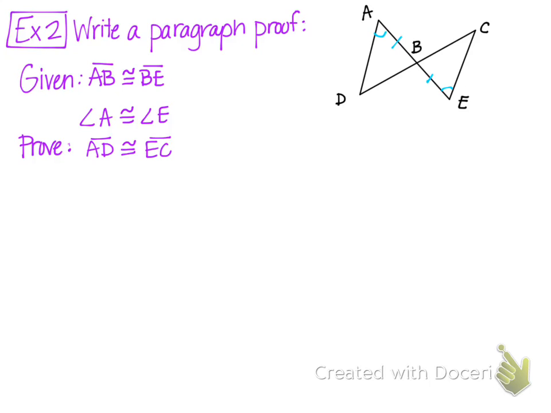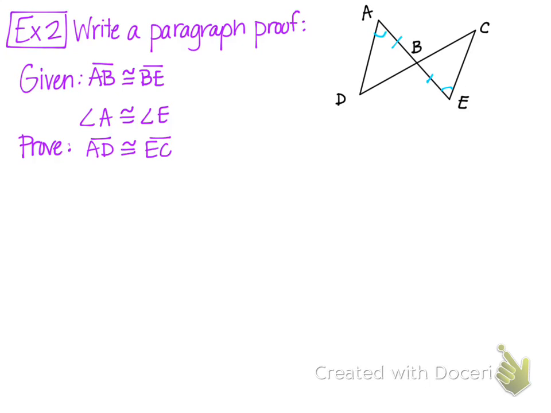Now, once we have that, let's take a look at our proof statement. Our proof statement isn't a triangle congruence statement. We're trying to prove that this segment is congruent to this segment. But in order to do that, we've got to prove the 2 triangles congruent first. So let's figure out how we can prove these 2 triangles congruent.